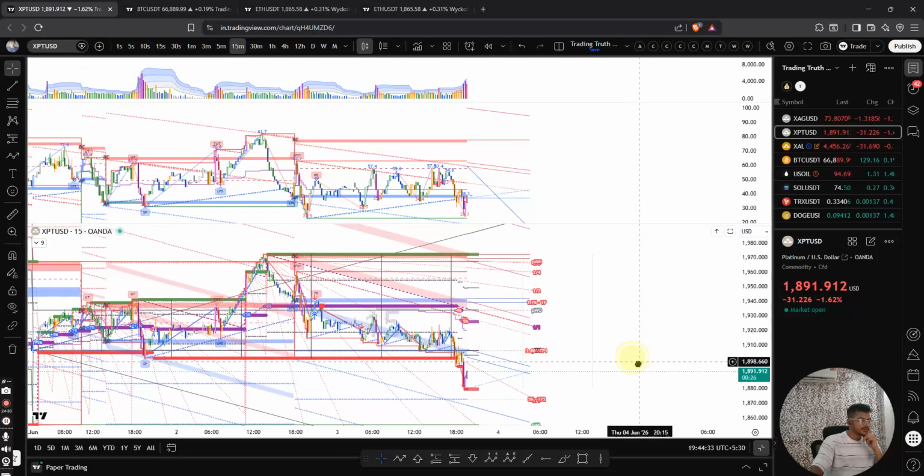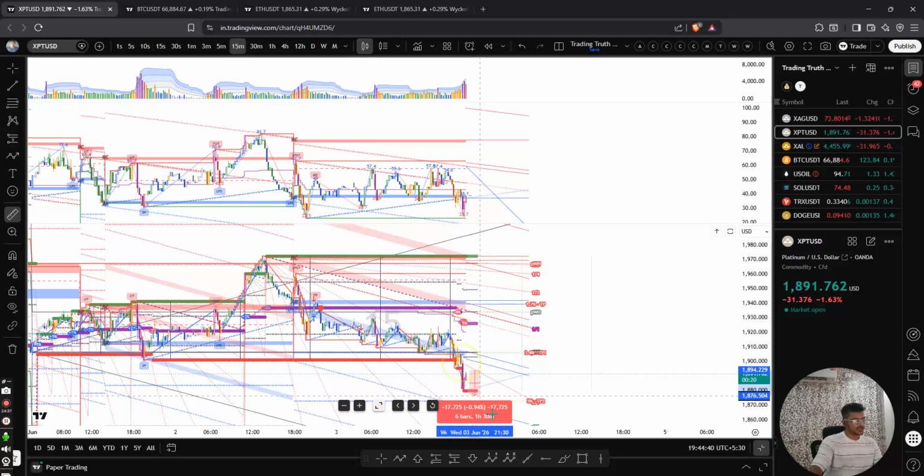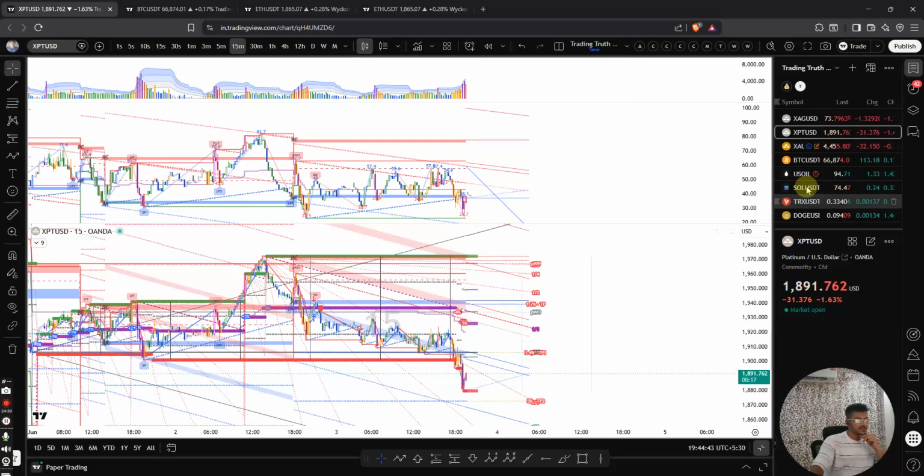XPT. I think it's going to pull back and then come back to this point.